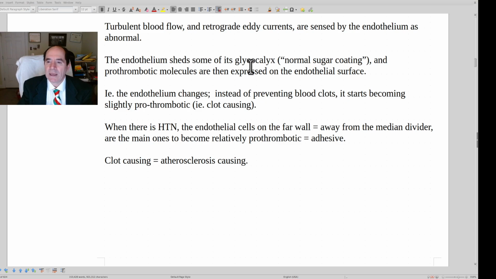Glyco means sugar, calyx means coating, so the coating attached to the plasma membrane of your endothelial cells and your red blood cells and your white blood cells is called glycocalyx. Okay.